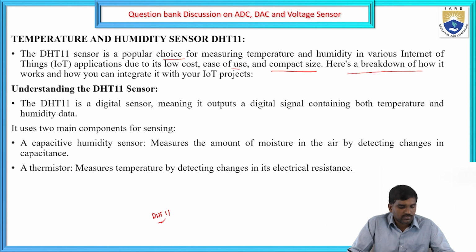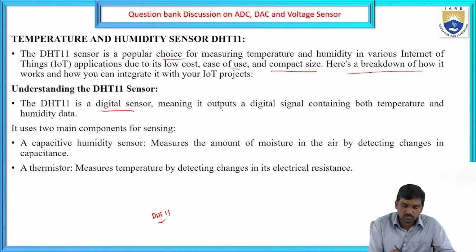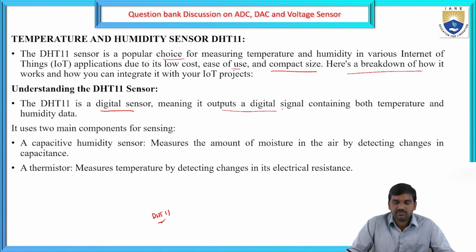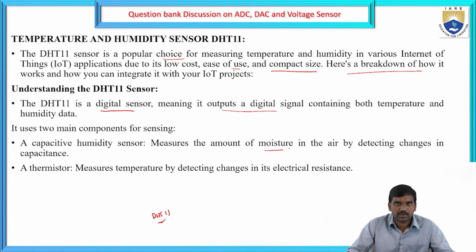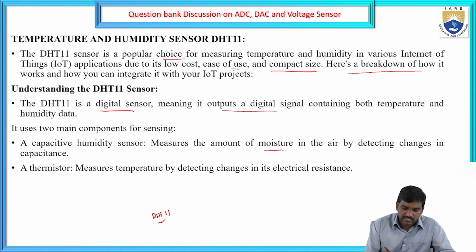Understanding the DHT sensor: it is a digital sensor, meaning it outputs a digital signal containing the temperature and humidity data. It uses two main components for sensing. A capacitive humidity sensor measures the amount of moisture in the air by detecting changes in capacitance, and a thermistor measures temperature by detecting changes in its electrical resistance.